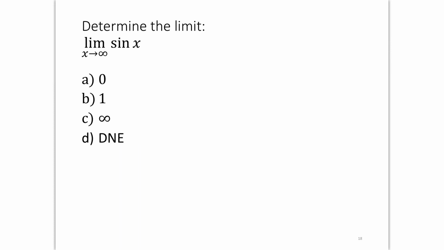So one more question here, again related to the other one. Determine the limit as x approaches infinity of sine x. So go ahead and pause the video and give this a try.